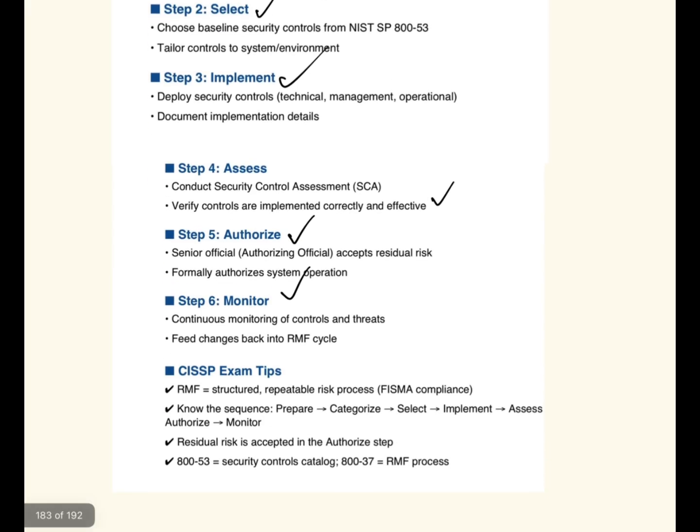Monitor: what does it mean? Continuously monitor the system and controls, and feed updates and changes back into the RMF cycle, right? Monitor the controls, check if there is any change, then go back to step zero and start again from the beginning. Because, as we all know, risks change over time. What worked last year may not work today. It's like checking your locks regularly, because people find new tricks over time.